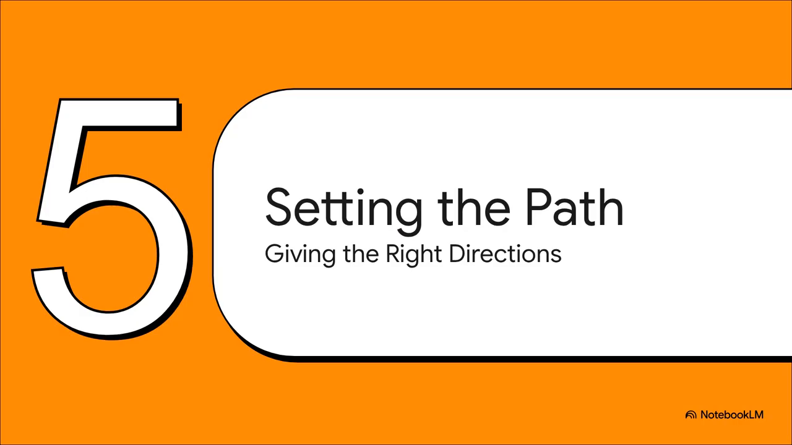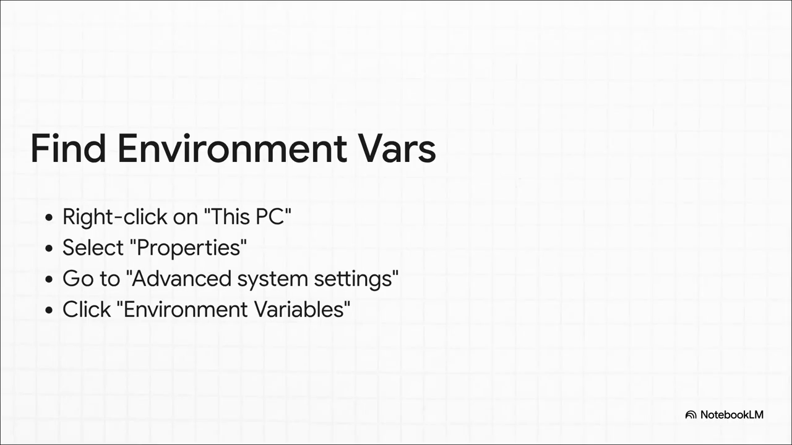Okay, enough theory. Let's fix this. It's time to actually set the path. We know why it's not working, so let's go give the computer the directions it needs. Finding this spot is pretty easy. On Windows, find This PC or My Computer. Right-click on it and hit Properties. From there, look for a link that says Advanced System Settings. Click that, and in the new window that pops up, you'll see a button right at the bottom that says Environment Variables. That's our target.